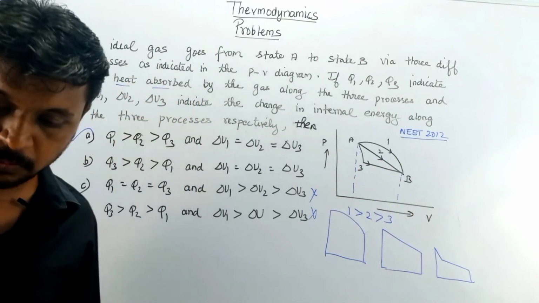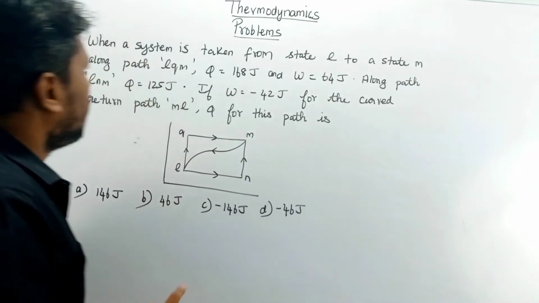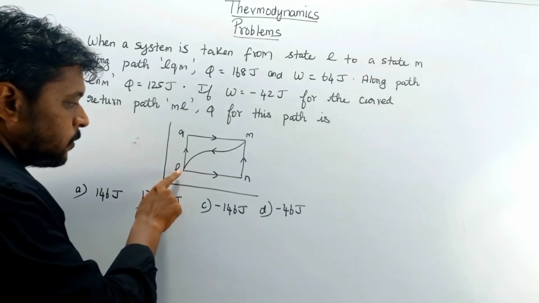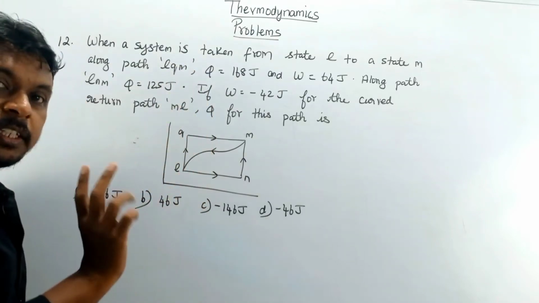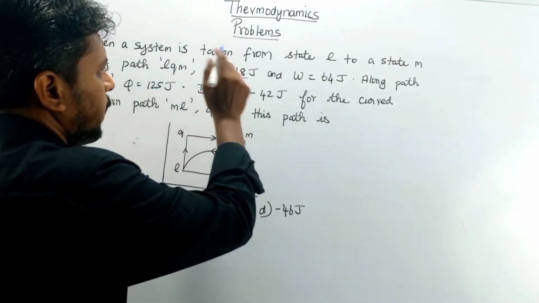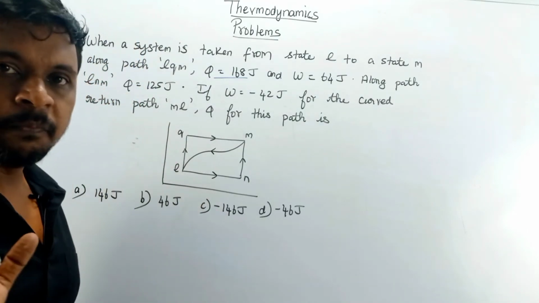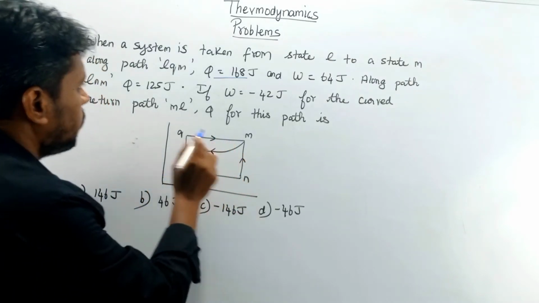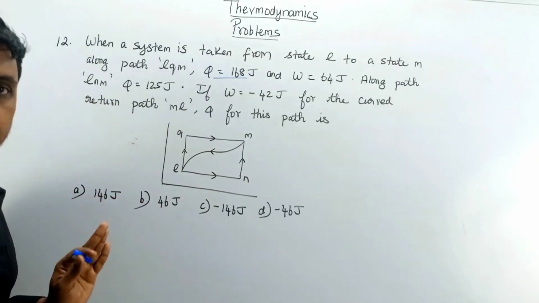Thank you. Now the 12th problem, a general problem. A system is taken from state L to state M through the pathway LQM. For this pathway LQM, they have given some information: the heat supplied is Q equal to 168 joules and the work done is 64 joules. Along the path LM, the heat Q is given as 125 joules.